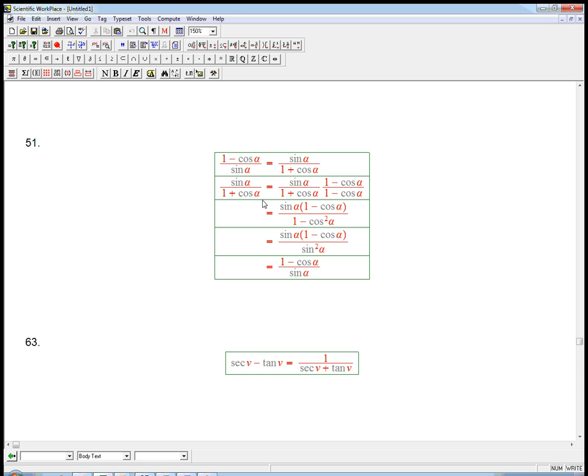and one of the sine alphas on the bottom stays there. And I want a guest voice to come up here. Does anybody want to be a guest voice? Me. Okay.